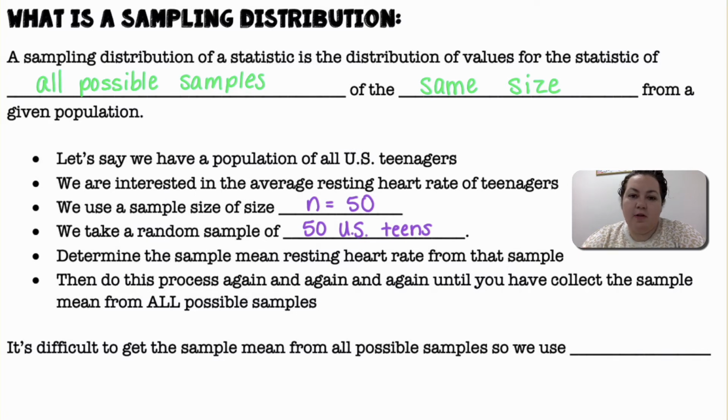So I take a sample of 50 U.S. teens, I get their heart rate, and then I find the average of all of those heart rates. Then do this process again and again and again until you have collected the sample mean for all possible samples. All right, it's difficult to get the sample mean from all possible samples, right? So like I'd have to have this person in each arrangement. It would be a lot. So we use the central limit theorem, or CLT, which we'll talk about a little bit later.